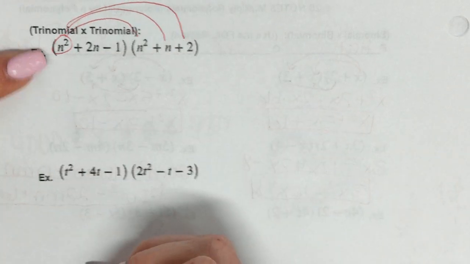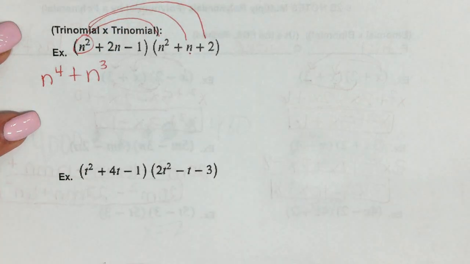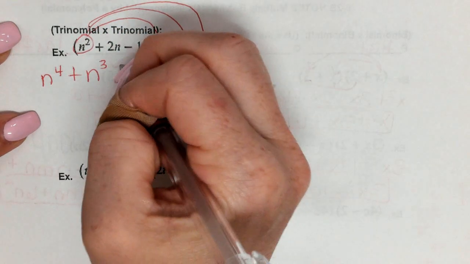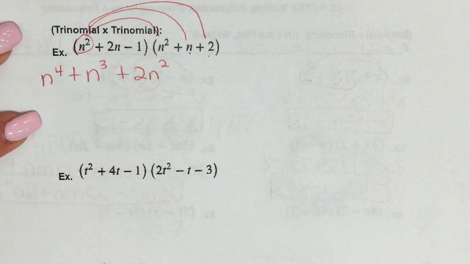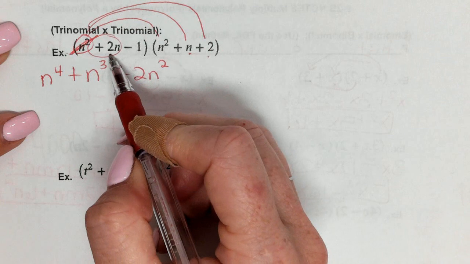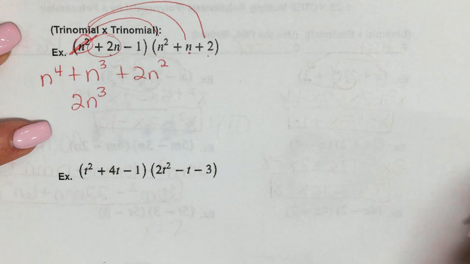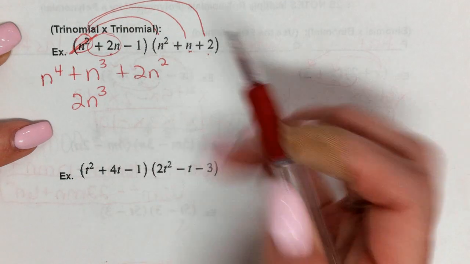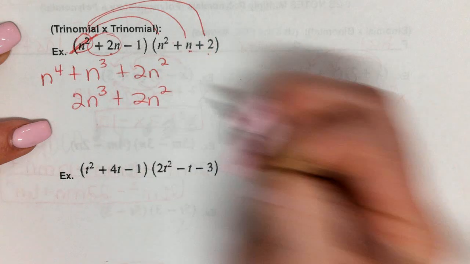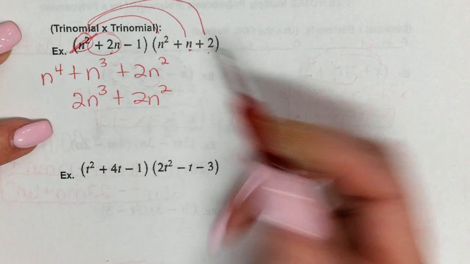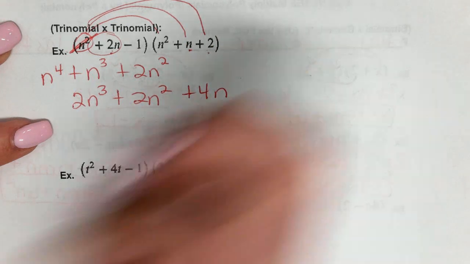N squared times n squared is n to the 4th. N squared times n is n to the 3rd. And n squared times 2 is 2n squared. So I'm done with this one. Now I'm going to move on to the next term. Positive 2n times n squared is 2n to the 3rd. 2n times n, 2n squared, and 2n times 2, 4n.